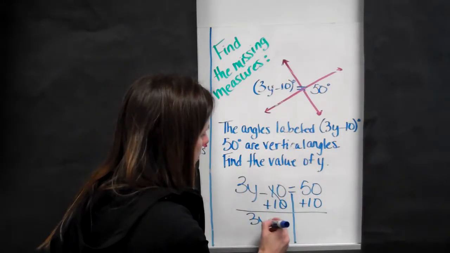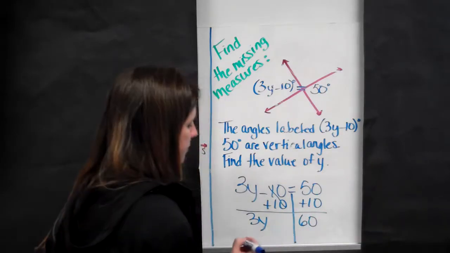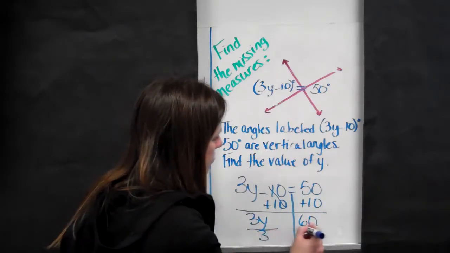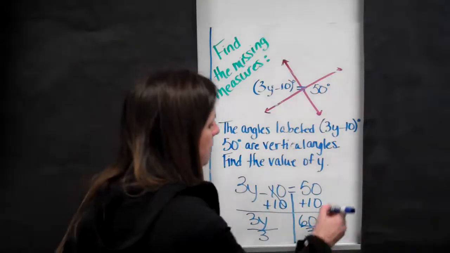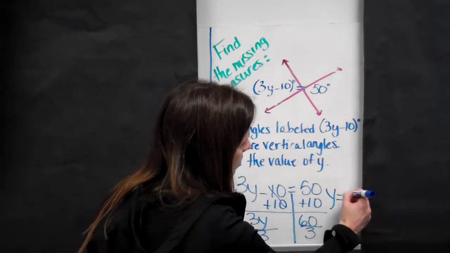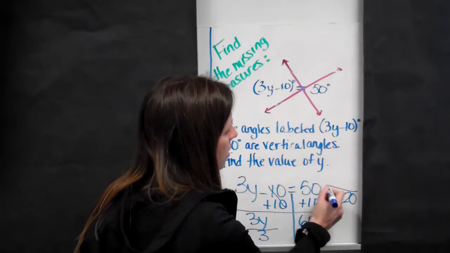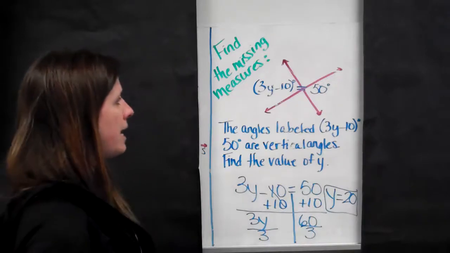These cancel and we're left with 3y equals 60. Divide both sides by 3 to get the variable by itself. 60 divided by 3 is 20. So the value of y is 20.